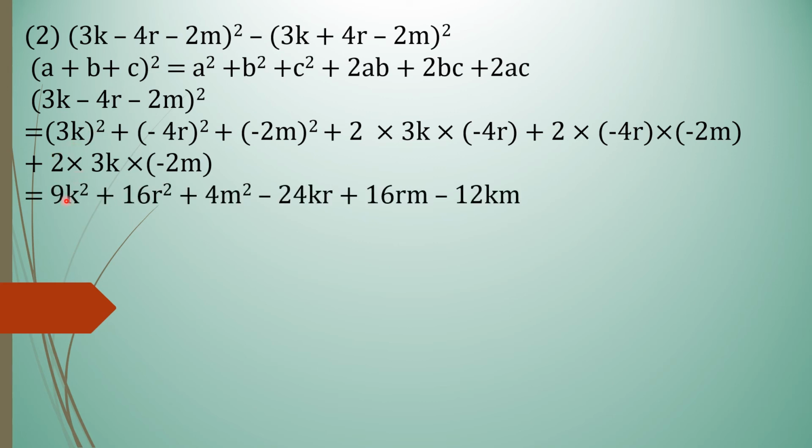3k the whole square will become 9k square plus minus 4r square will become 16r square. Then minus 2m square will become, student, 4m square. Now you'll multiply this one 2 into 2 into 3k into minus 4r. So you'll multiply, student, that is 3 2s are 6, 6 into minus 4. So 6 into minus 4 you'll get minus 24. Then k into r you'll get kr.